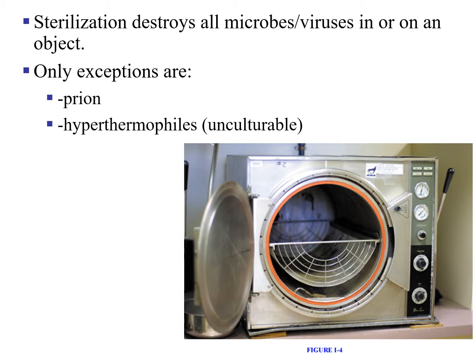So prions cannot be destroyed. They're just proteins. So when we start talking about destroying organisms, we're destroying a cell that has a nucleus, organelles that have function. If the microbe is just a protein, then how can you destroy it? So, sterilization destroys all microbes and viruses. Microbes are cells, viruses are not cells.